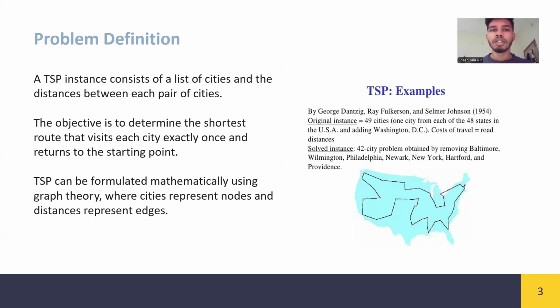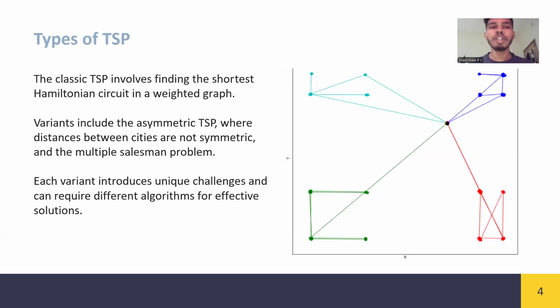Next, the different types of TSP. The classic TSP involves finding the shortest Hamiltonian circuit on a weighted graph. The variants include the asymmetric TSP, where distances between the cities are not symmetric, and the multiple salesman problem. Each variant introduces unique challenges and can require different algorithms for effective solutions.